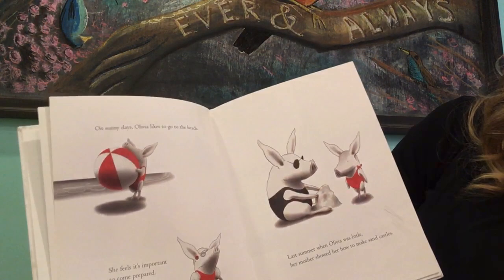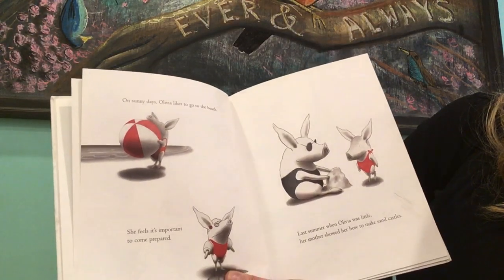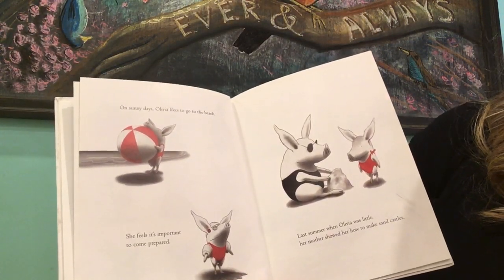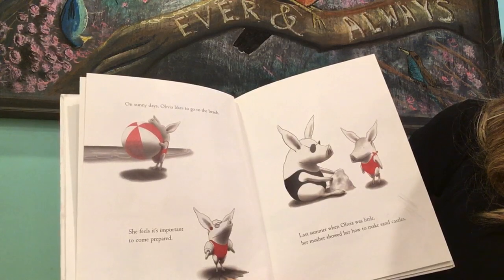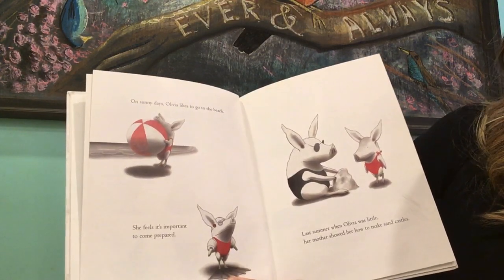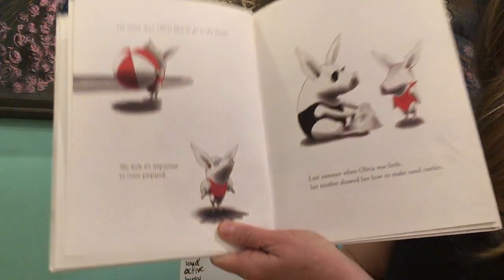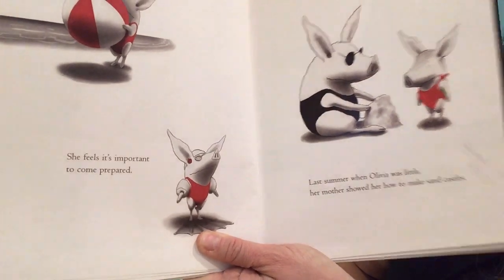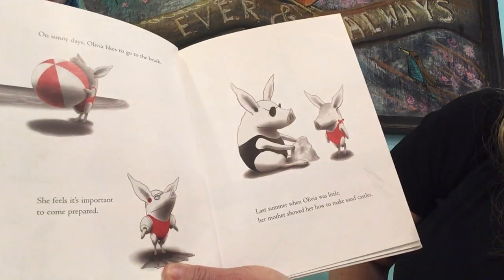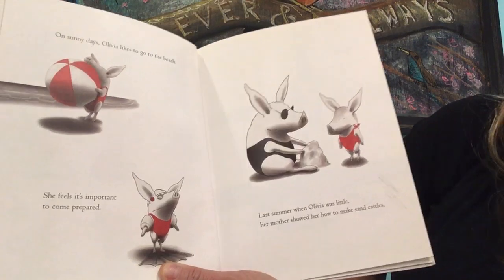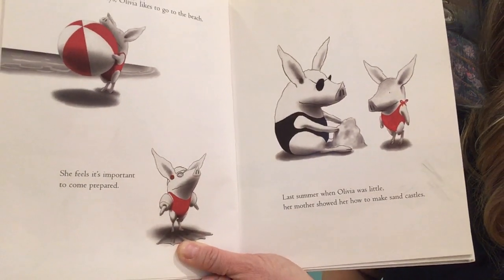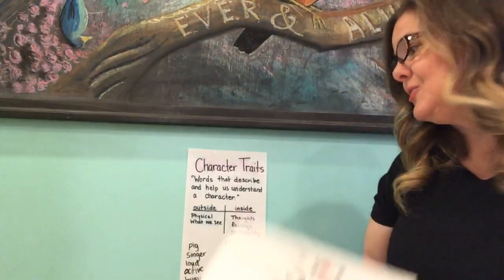On sunny days, Olivia likes to go to the beach. She feels it's important to come prepared. She has flippers, a bathing suit, earplugs, and she's got water wings, all of that. She's wearing all of that to go to the beach. Last summer when Olivia was little, her mother showed her how to make sandcastles. I'm going to say that she's playful.